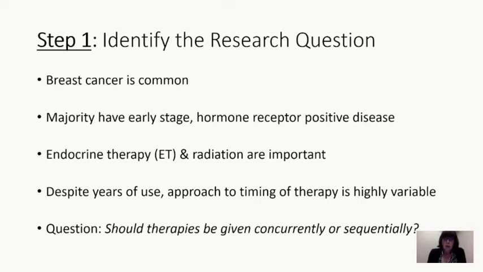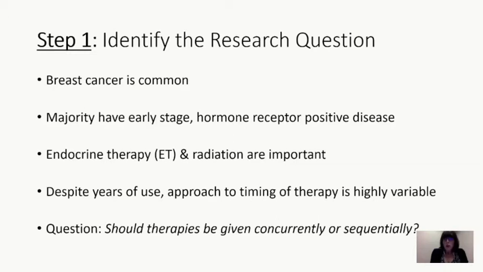As an oncologist, and particularly focusing on breast cancer, which is one of the most common or the most common cancer diagnosed in women, the majority of my practice will present with early stage disease, and that is usually a hormone receptive disease, or basically breast cancer that's growing in response to estrogen and or progesterone. The main part of treatment for these patients is going to be endocrine therapy, so things like tamoxifen as well as radiation. And although we've been using these treatments really for several years now, we actually don't have a definitive answer as to what the optimal timing of these therapies is.